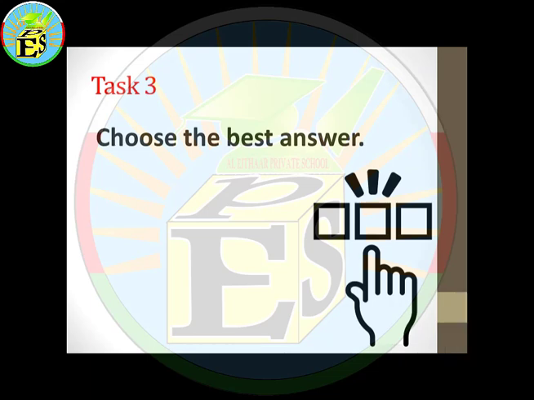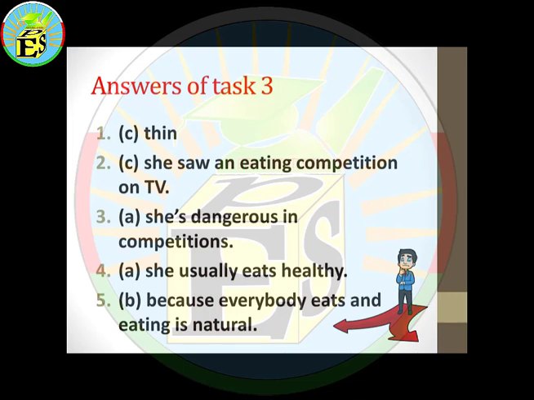So now let's move to the answers of task number 3. The answer of question number 1 is C. Sonia Thomas is thin. Number 2 is C. She became interested in eating competitions when she saw an eating competition on TV. Number 3 is A. Her nickname is the Black Widow because she's dangerous in competitions. Number 4 is A. Sonia is thin because she usually eats healthy food.